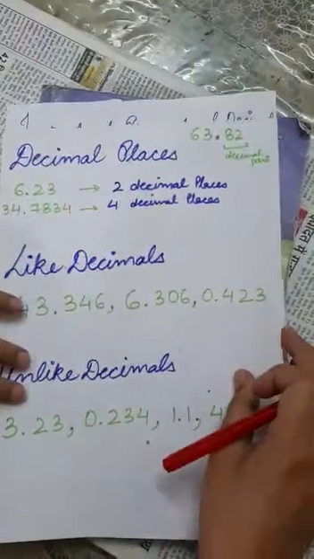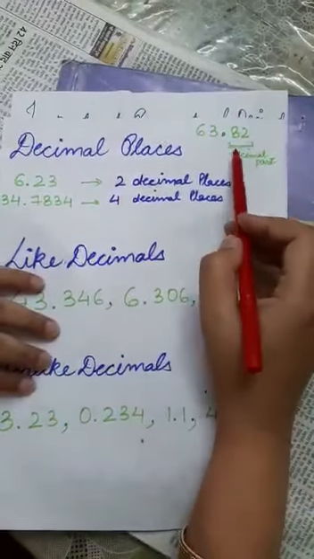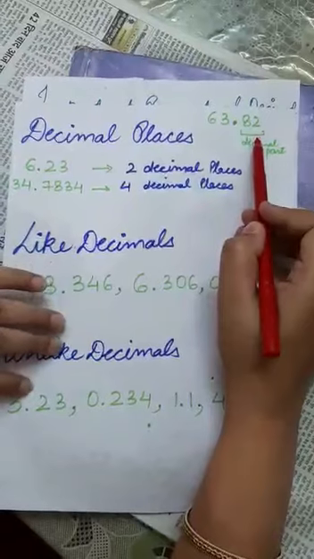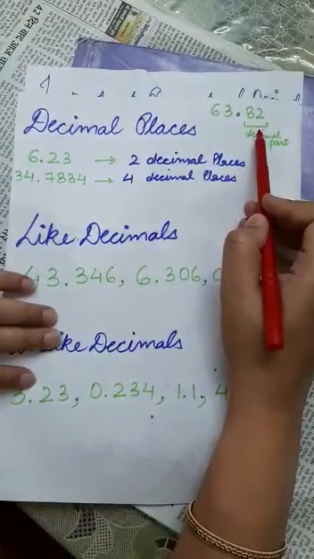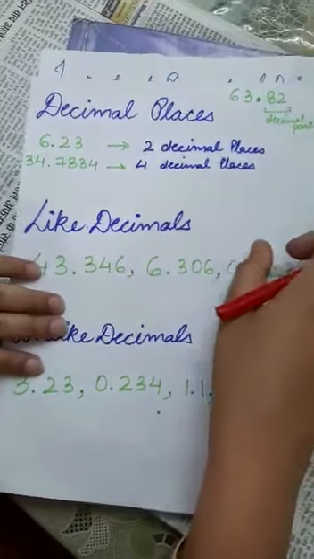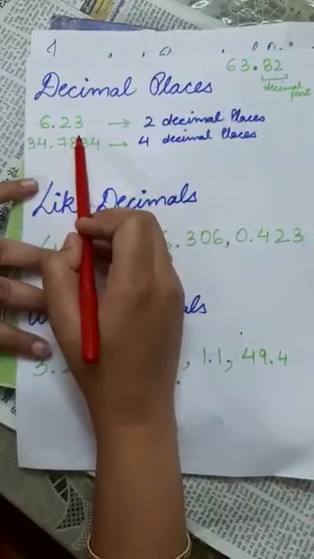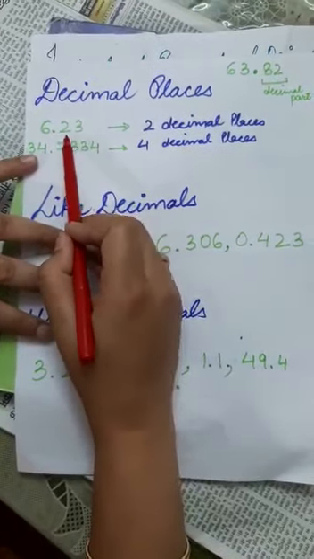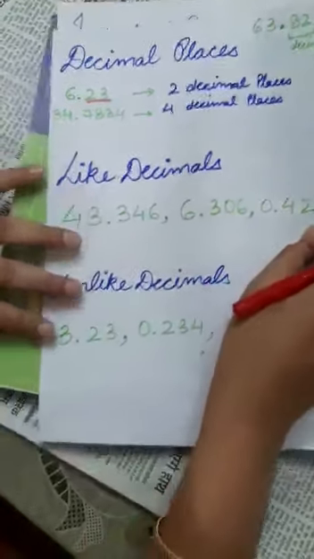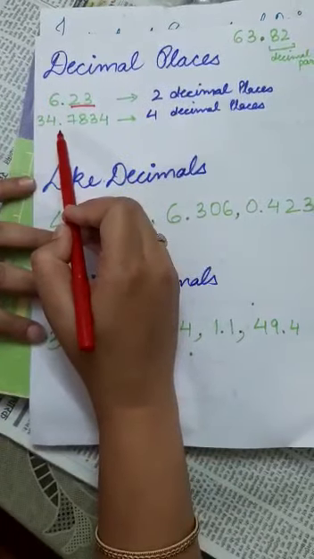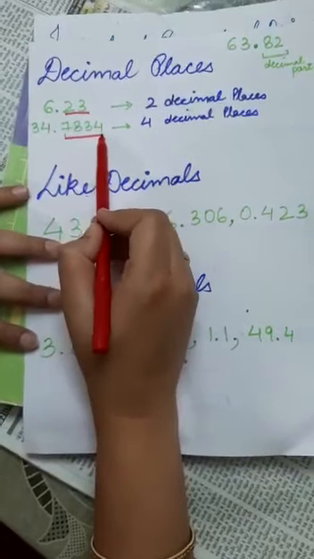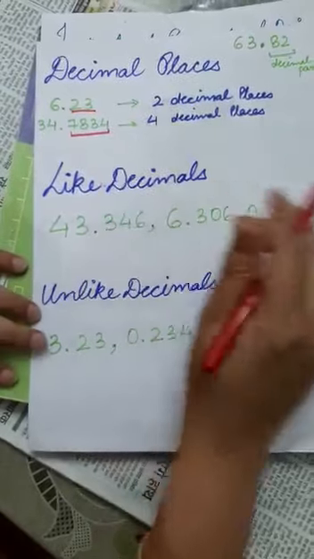The number of digits contained in the decimal part of a decimal gives the number of its decimal places. For example, in 6.23 we have 2 decimal places. In 34.7834 we have 4 decimal places.